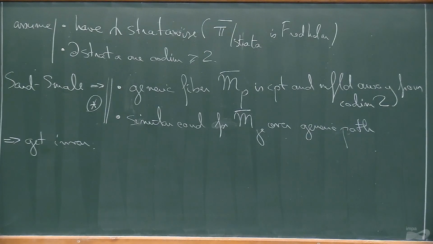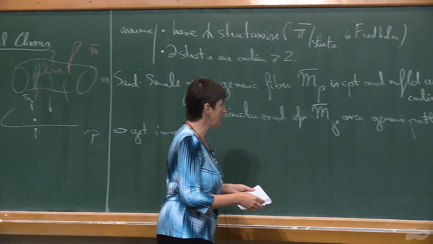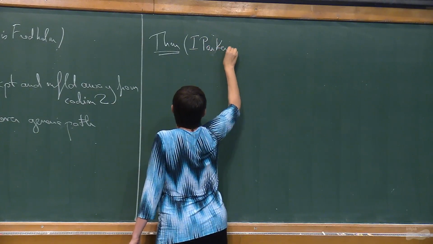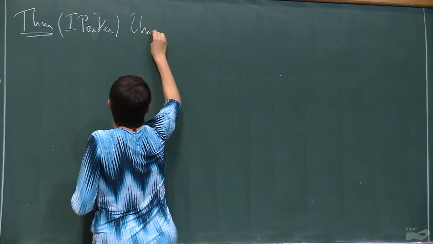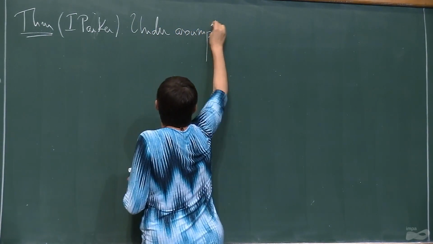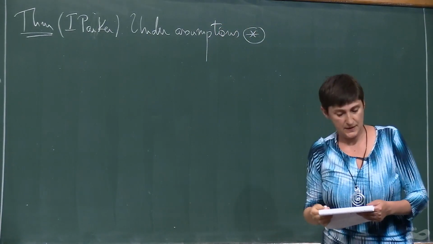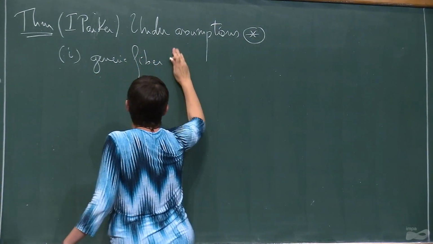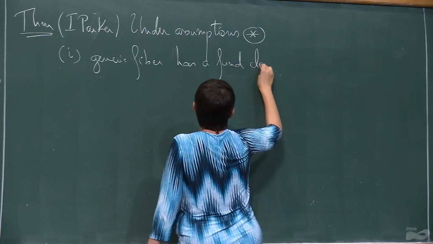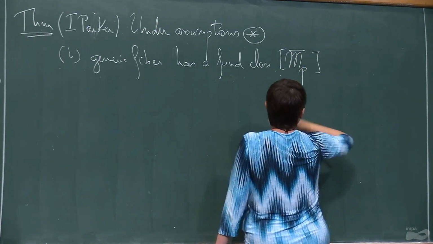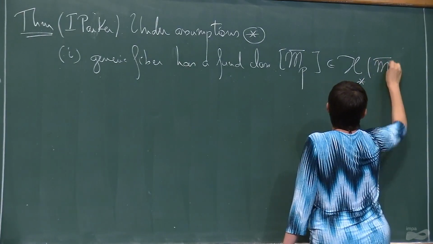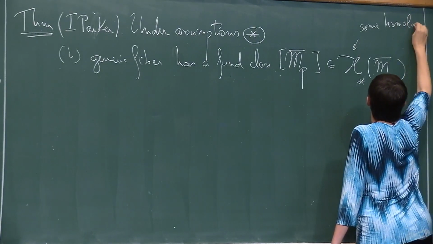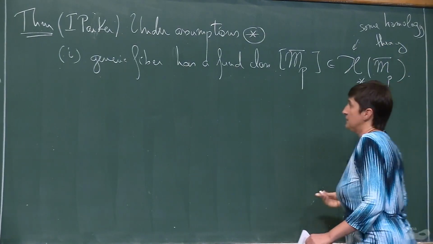What I want to talk about today is that the very same assumptions, star, actually give us much more. So let me state the result. This is the theorem, and it will be under the assumption star. We have two properties. The first property is that the generic fiber has a fundamental class, which I'll denote M bar fundamental class, in some homology theory. So that's the first statement.